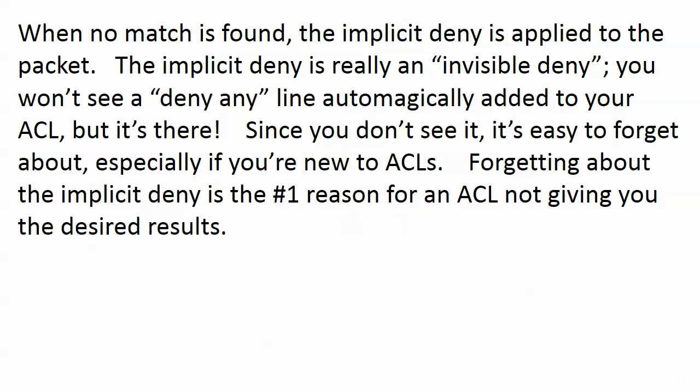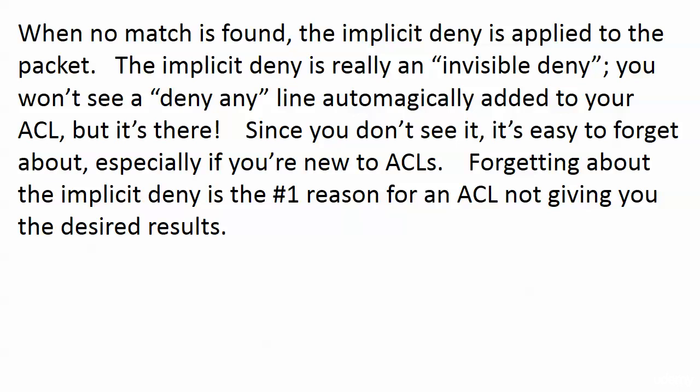The implicit deny, it's really an invisible deny. Don't call it an invisible deny in a job interview. But it's really an invisible deny that's at the bottom of your ACL. And you won't see it when you run show ip access-list. You won't see it when you run any verification command, but it's there. So since you don't see it, it's easy to forget about, especially when you're new to ACL study. So be kind to yourself on that.